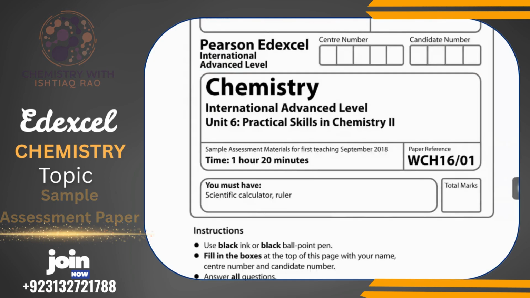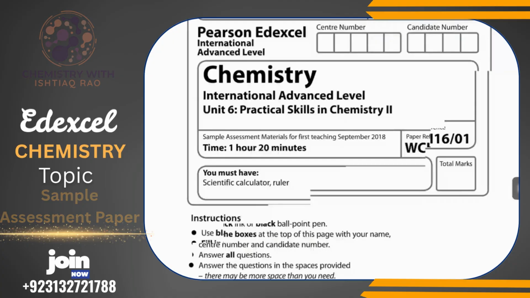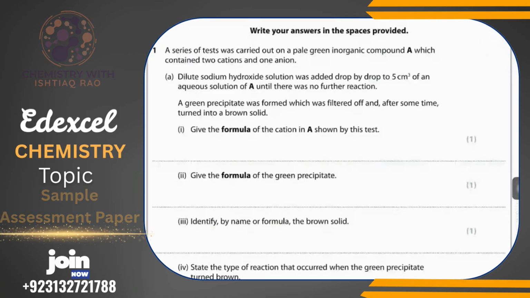Okay, so this is the sample assessment of Unit 6. Question number 1 says a series of tests were carried out on a pale green inorganic compound A, which contained two cations and one anion. Dilute sodium hydroxide solution was added drop by drop to 5 cm³ of an aqueous solution of A until there was no further reaction.